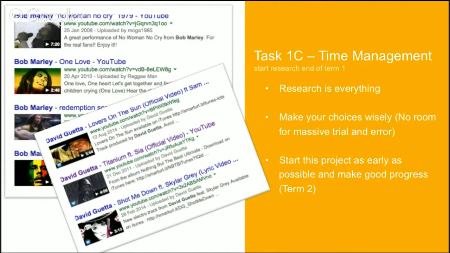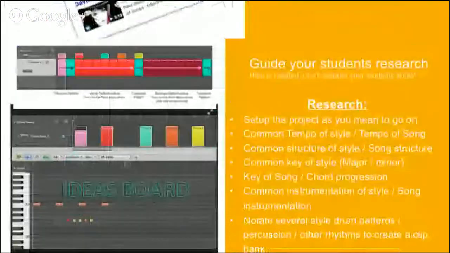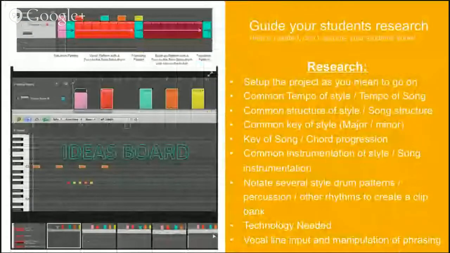So once again, making sure that they make wise choices. There is no room for massive trial and error. There is no room for them to pick and choose later on. They do need to be very firm about the decisions that they're making, okay? And I've said about starting the project early. So that's the way in which I would go about this task.